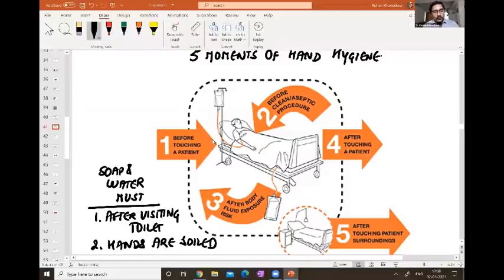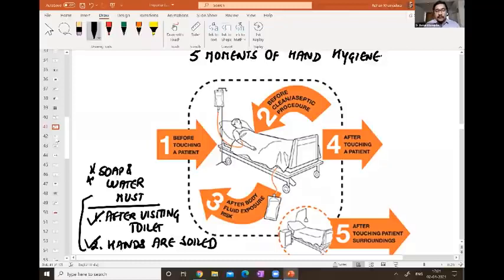But an important question, the places where soap and water are to be used: once you visited the toilet, sanitizer alone is not enough. You should wash your hands with soap and water. And if the hands are visibly soiled. This question was asked in one of the recent exams. You should know the 5 moments of hand hygiene. They are extremely important for the exam.